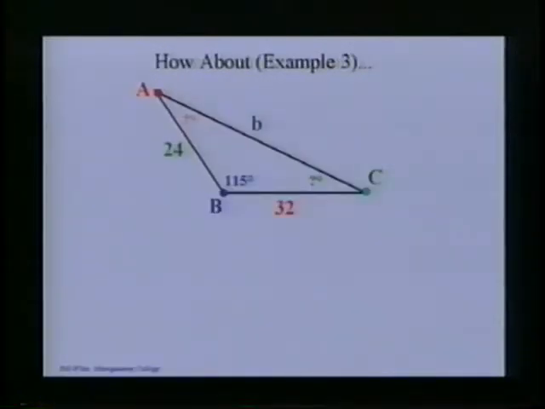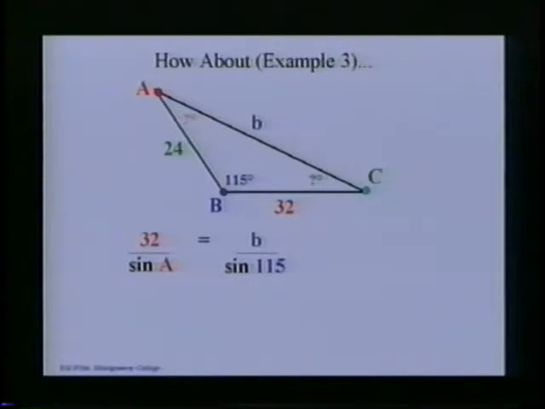Now, let's take a look at this bad boy. If I wanted to find something, it looks like I got an angle here. That's good, where I didn't have one before. I could go 32 over the sine of A, but I don't know A. Maybe I could try this B. I could do B over the sine of 15, but I don't know B.